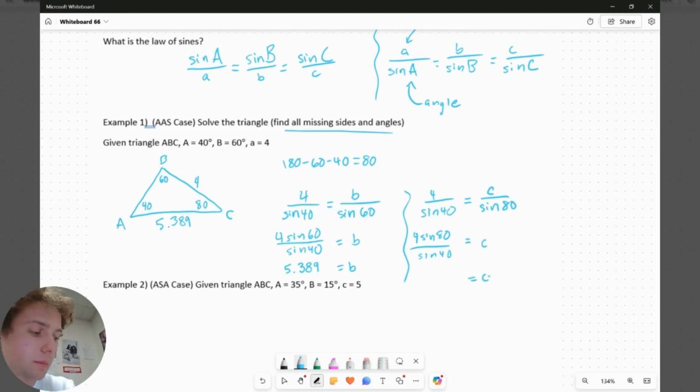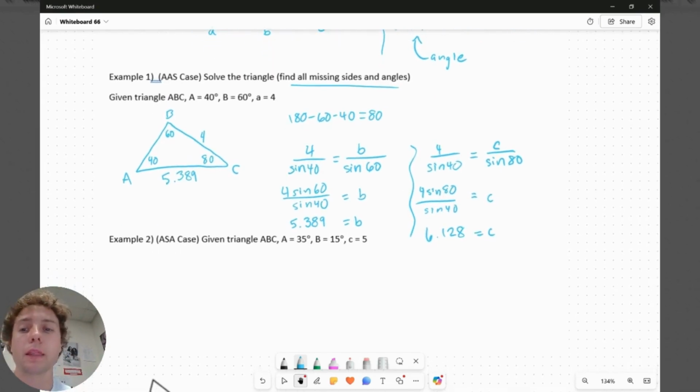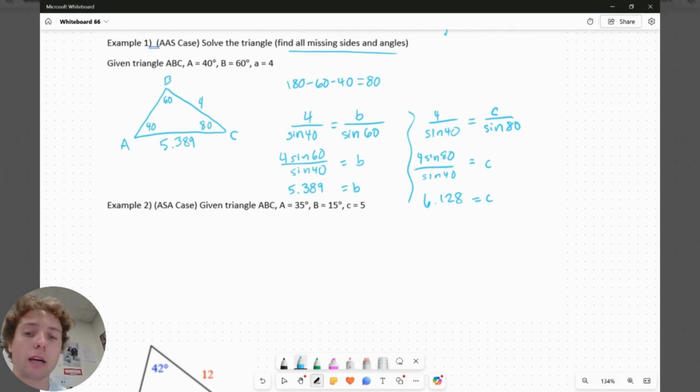And again, I'm going to type it in my calculator and end up getting 6.128, something around there. That is our idea of law of sines. You might be given a different case, angle side angle instead of angle angle side. That's just the order of the different information.